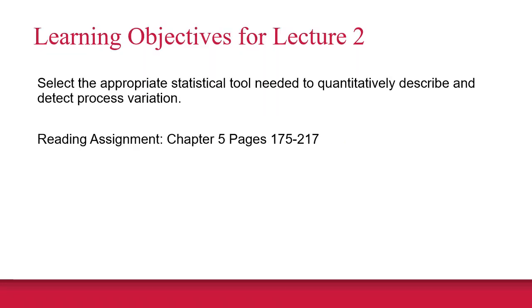So looking at objectives for Lecture 2, we're going to look at different statistical tools needed to quantify, describe, and detect process variation. In the last lecture, we looked at one of the major ones, which was the control chart. Now we're going to look at some other ones that can also be very useful. Reading assignment was Chapter 5, pages 175 to 217.